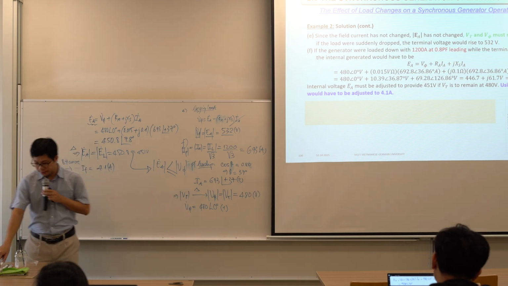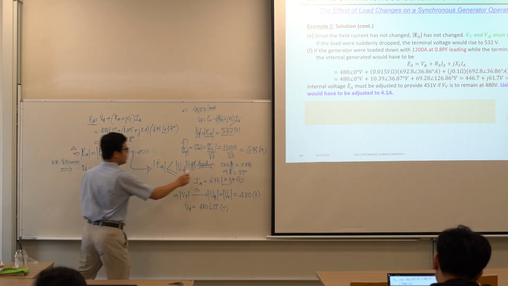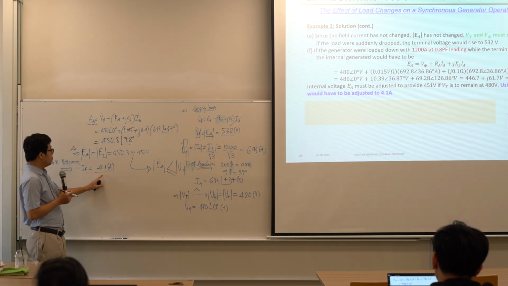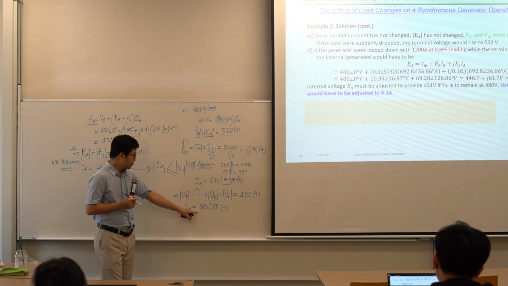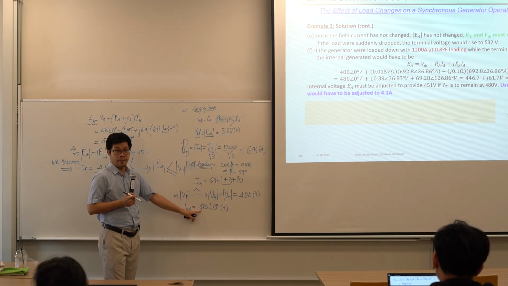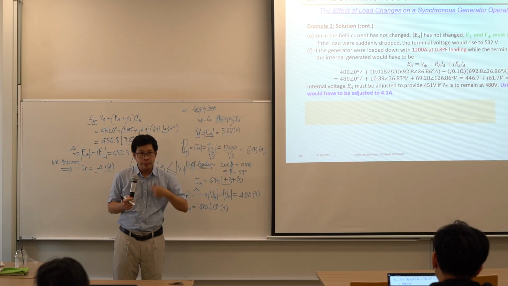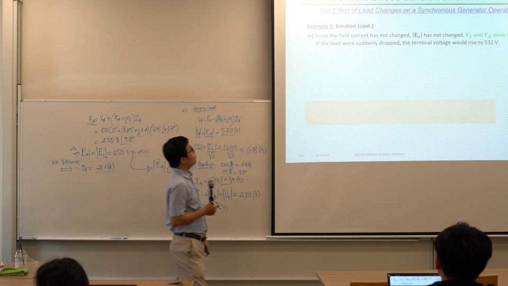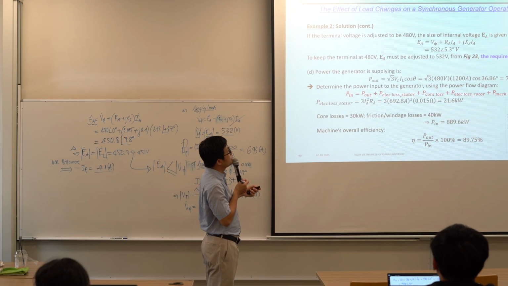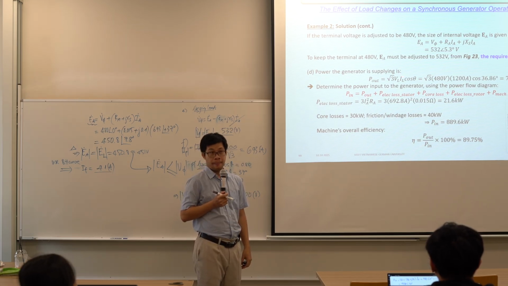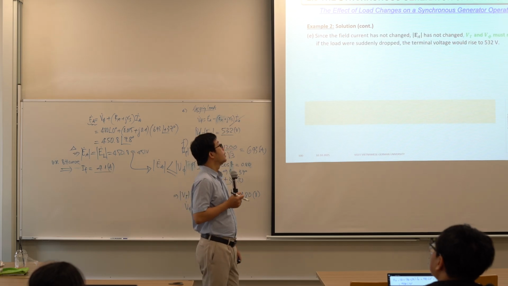We have the observation. If we have leading, we only need IF to be 4.1 amperes, and you can get V phase is 480 volts. But if we have lagging, we need more IF. So if we have lagging, IF is about 5.7 amperes.